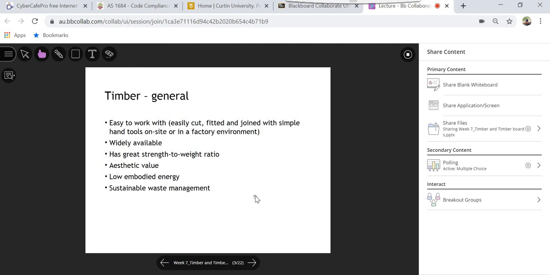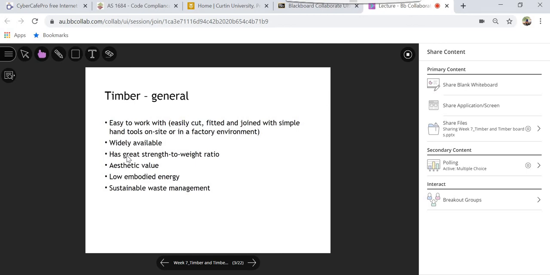Timber is a widely used construction material, especially in the eastern states of Australia. There are several advantages when it comes to timber. It's a sustainable material because we can grow forests, and waste management is sustainable also. It's easy to work with, and it is widely available. And some people have a special preference for timber construction because of its aesthetic value.